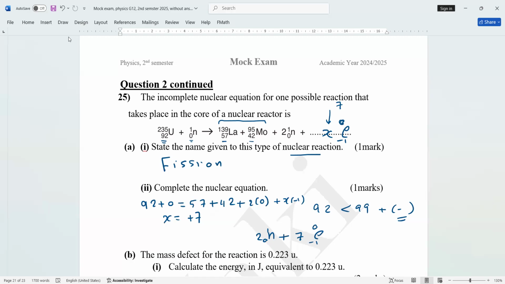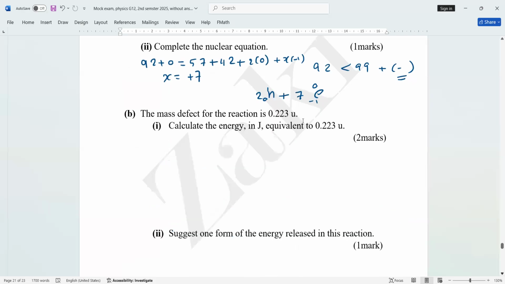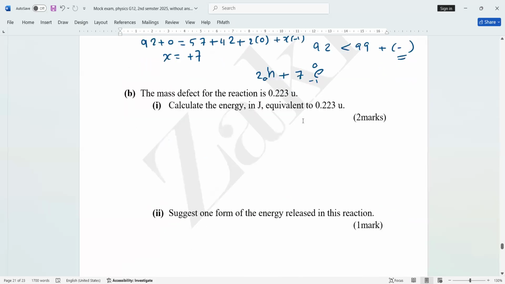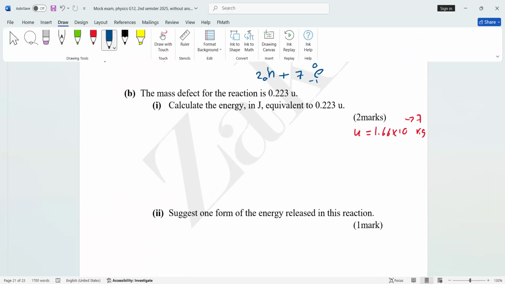Okay, now next part of this question. The mass defect of the reaction is given in U. Calculate the energy in joule. We know that 1 U, this is in the formula sheet, equals 1.66 times 10 to the power negative 27 kilogram. Now we need to convert this to joule. First of all, we calculate the mass.